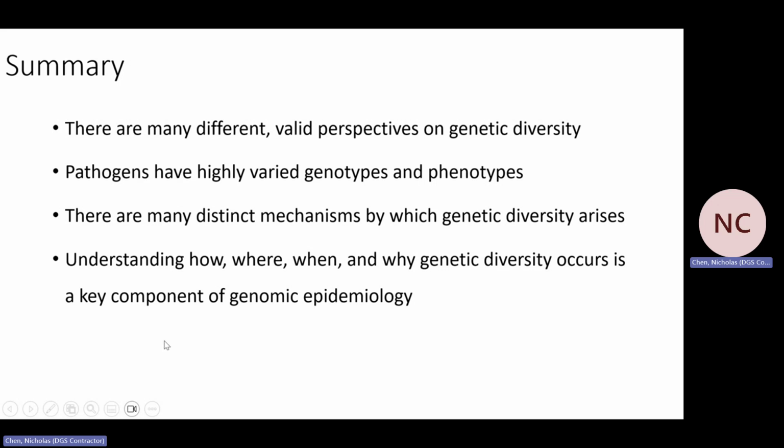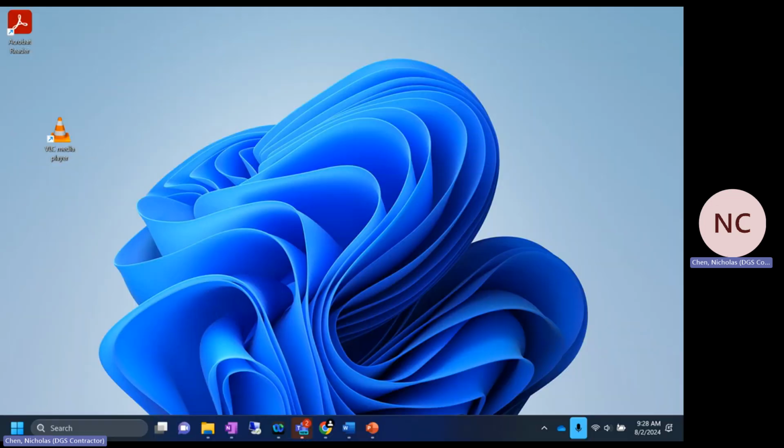In summary, there are many different valid perspectives on genetic diversity. Pathogens have highly varied genotypes and phenotypes. There are many distinct mechanisms by which genetic diversity arises. And understanding how, where, when, and why genetic diversity occurs is a key component of genomic epidemiology.